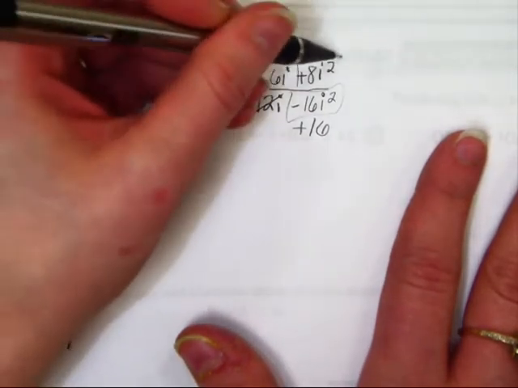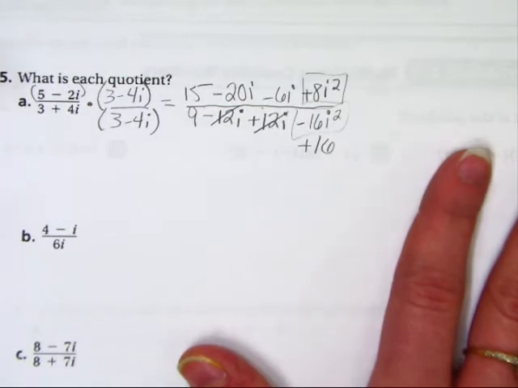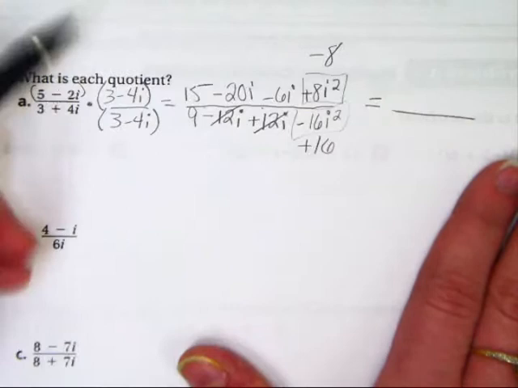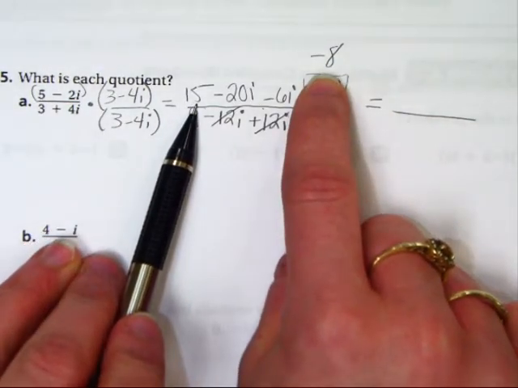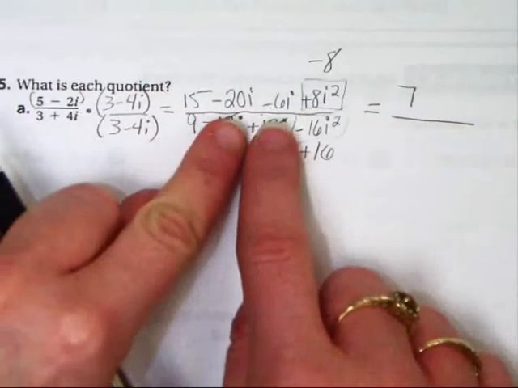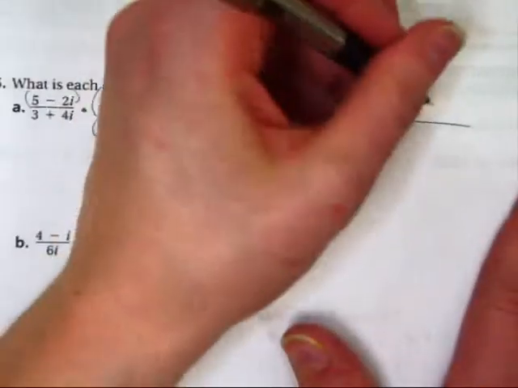What happens to the positive 8i squared? That turns into negative 8. That is correct. Now we'll combine our like terms on both the top and the bottom. On the top we have 15 minus 8, which makes 7. And then we have a minus 20 and a minus 6. Negative 26i. That is correct.